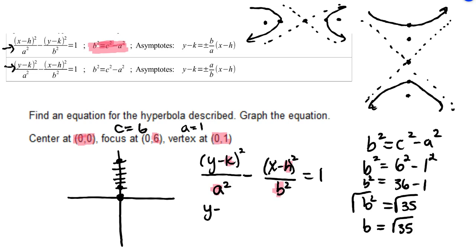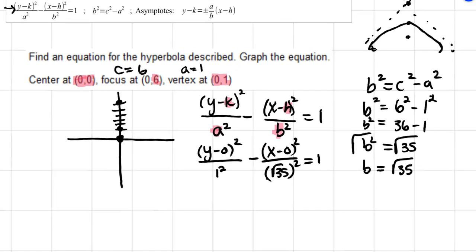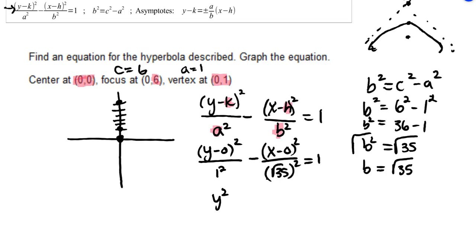And I can substitute this into the template. The hyperbola that has a vertical transverse axis: y minus 0 squared over a squared, so that's 1 squared, minus x minus h squared, that's x minus 0 squared, over the square root of 35 squared, equals 1. And if I simplify, that would give me y squared minus x squared over 35 equals 1. So that's the equation of the hyperbola.